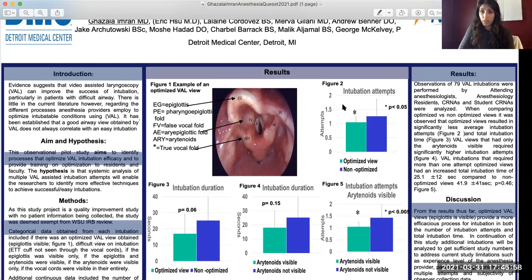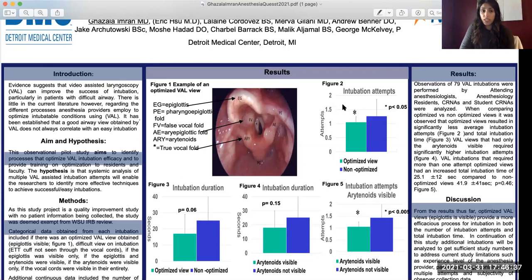And so what we were able to find looking at the figures, so figure one is going to show what we would consider from an anesthesiology perspective an optimized view, meaning that you have all these significant airway structures in the view in the center of the screen. And with the corresponding arrows, you can see at the top, the epiglottis is clearly visible, as well as the arytenoids, the aryepiglottic folds, as well as the vocal cords. And not just that they're visible, but they're aligned with the center of the screen. They're not off to the side. And this was the view that we would consider an optimized view.